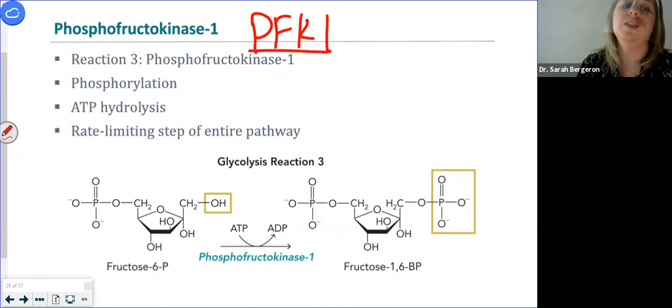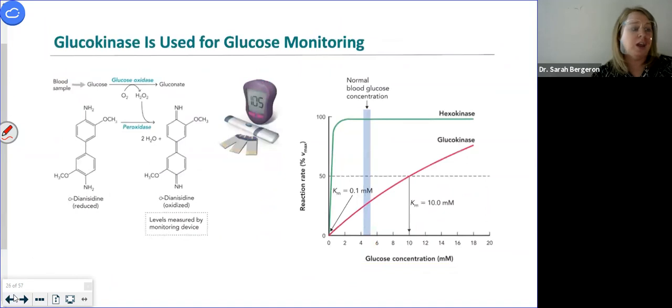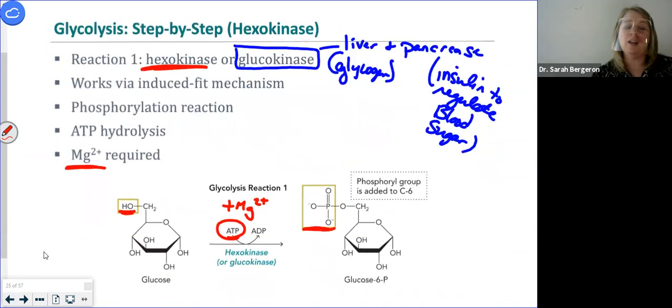PFK1, right? You'll see that in the book. They'll abbreviate it as PFK1. They don't necessarily tell you that, right? So PFK1 is going to do that same thing where you have a hydroxide and you're going to replace that hydroxide and you're going to put in a phosphate group. So this is another, guess what? ATP investment. So now we've invested a total of 2. So tell me, what was similar about our PFK1 reaction, our phosphofructokinase 1 reaction, and our hexokinase reaction?